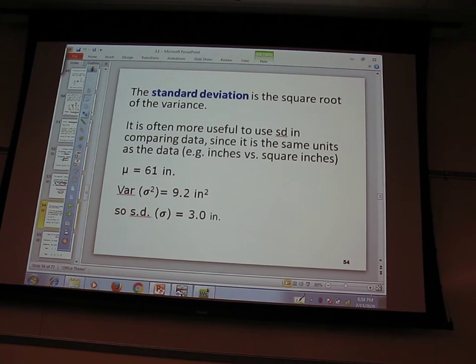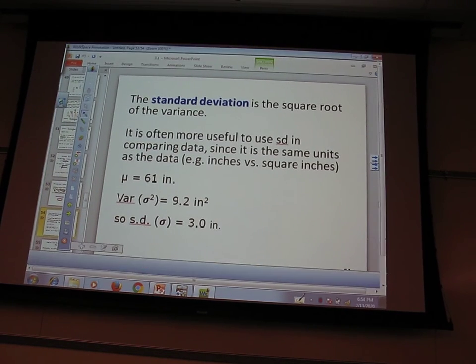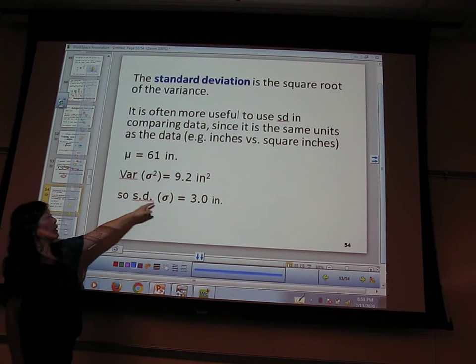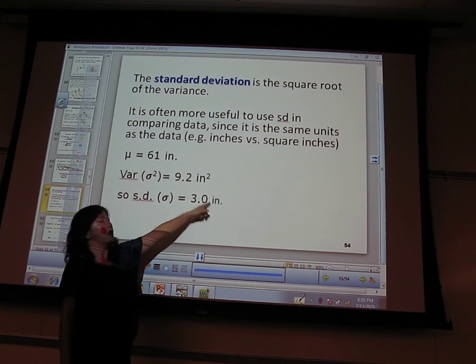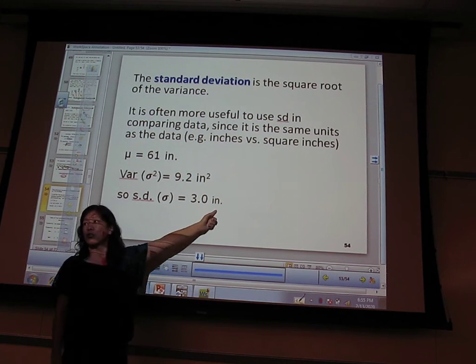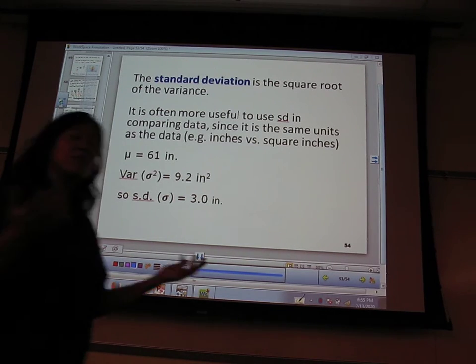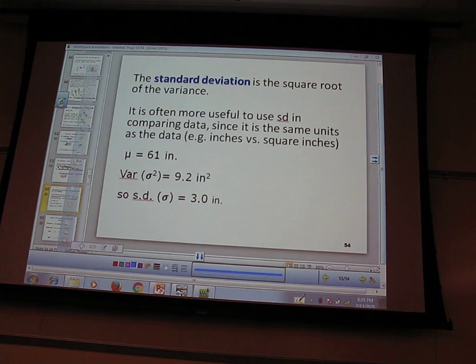And remember, the standard deviation is often more useful because it's in the same units. If I square root that, all of a sudden I get inches again. Square root of 9.2 inches squared is 3.0 inches. So I would say, my family is on average 61 inches, give or take 3 inches, with a standard deviation of 3 inches. It's a measure of roughly how far away from the mean we are in general, on average.